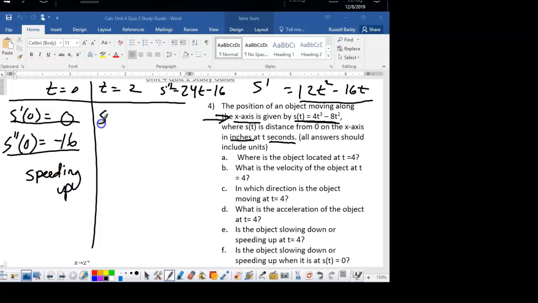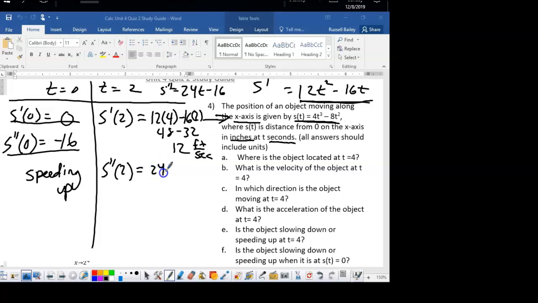Now, if I were to look at s prime of 2, if I were to plug in 2 to this function over here, what would I get? Let's see. 2 squared is 4. 16 times 2, so we have 48 minus 32 is 12. So I end up with a positive 12 feet per second. Now if I wanted to find the acceleration at that point, 24 times 2 minus 16. 48 take away 16 would be 32 feet per second squared. They're both positive, and therefore, once again, that's also speeding up.